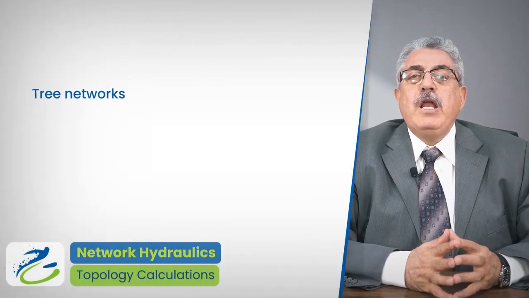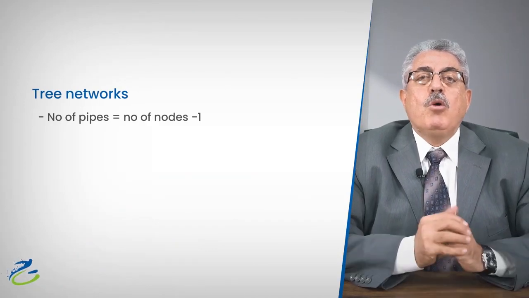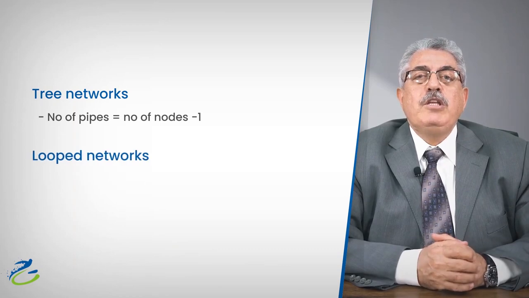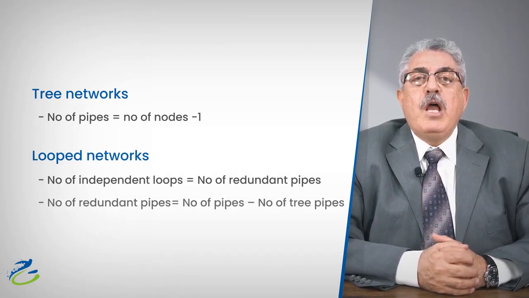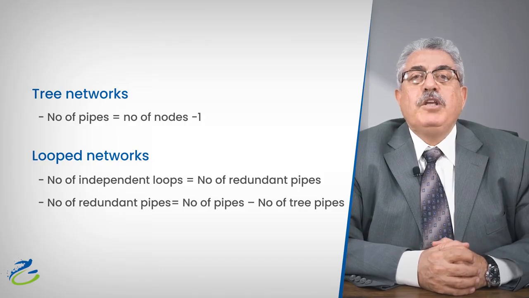The topology of the network allows us to make simple calculations for the tree layout, where the number of pipes will always be the number of nodes minus 1. For a loop network, the number of independent loops is the same as the number of redundant pipes, and the number of redundant pipes will be the number of pipes minus the number of tree pipes. We can check the previous network to make sure that these relations are valid.